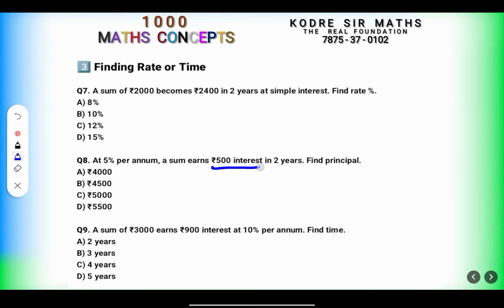A sum earns this much interest, and this is the time. This is the interest, that is, simple interest, and this is the rate. What you have to find? You have to find the principal. Again, same formula. SI is equal to PRT upon 100.